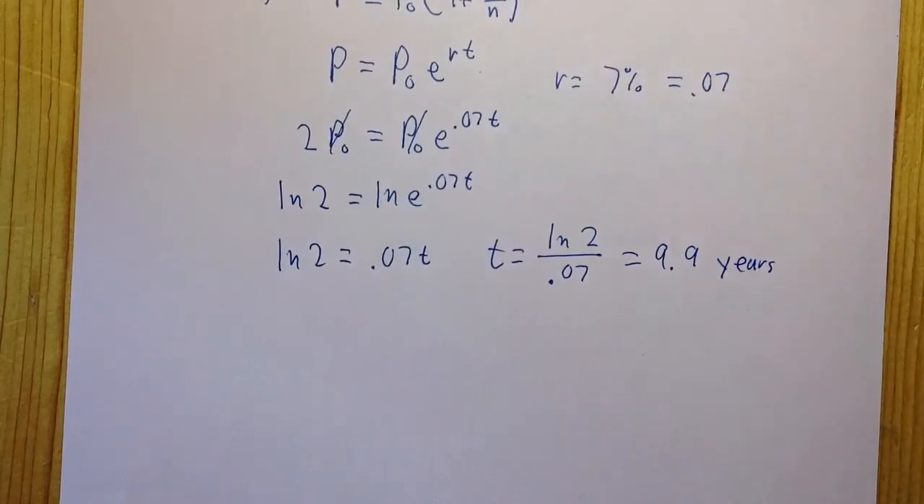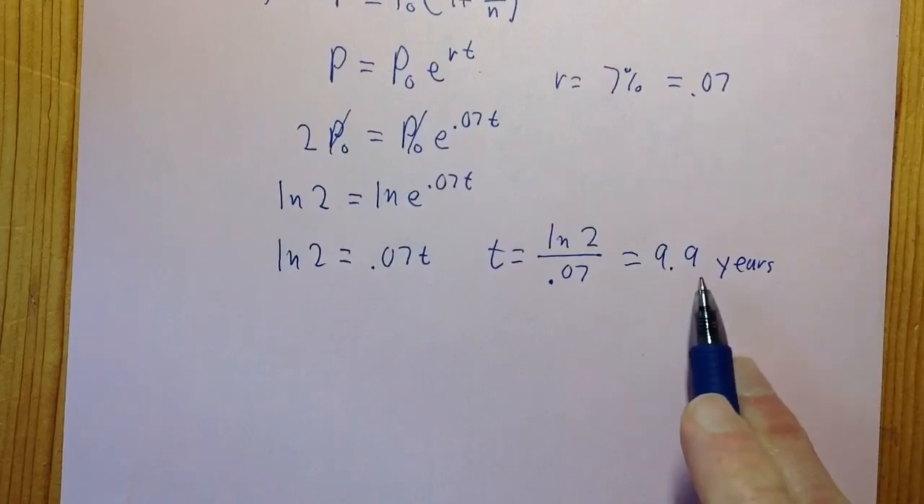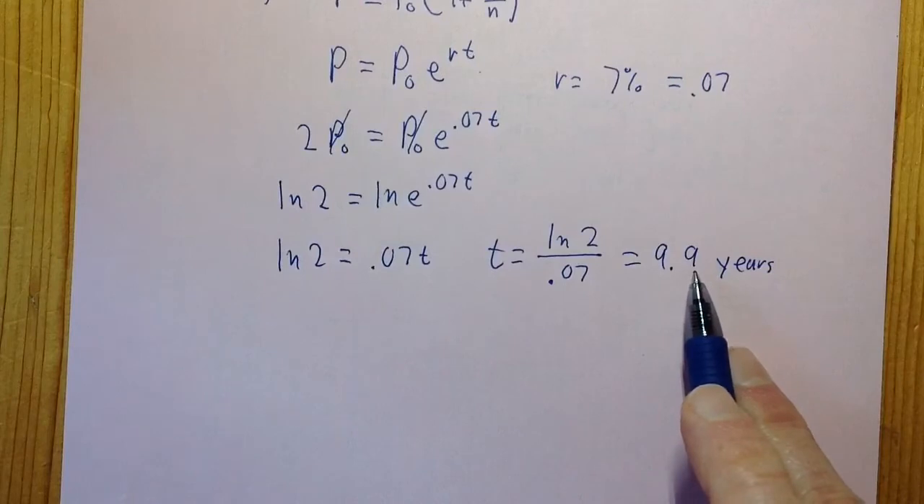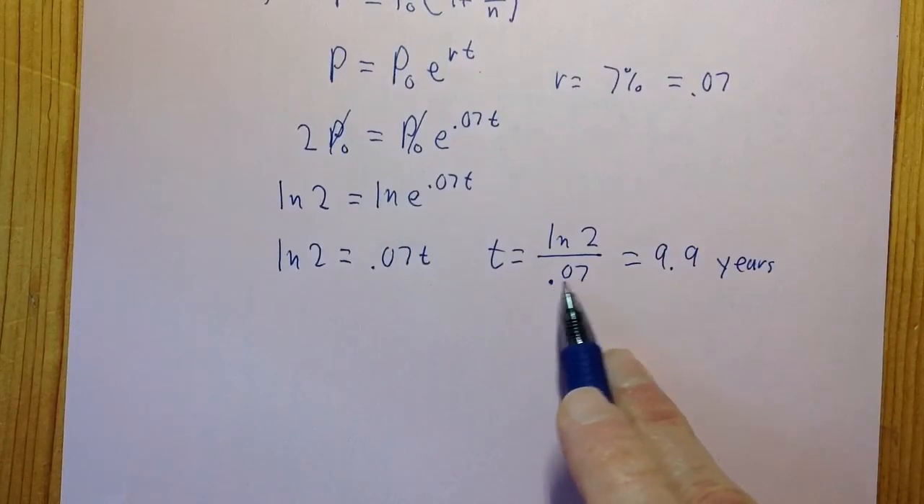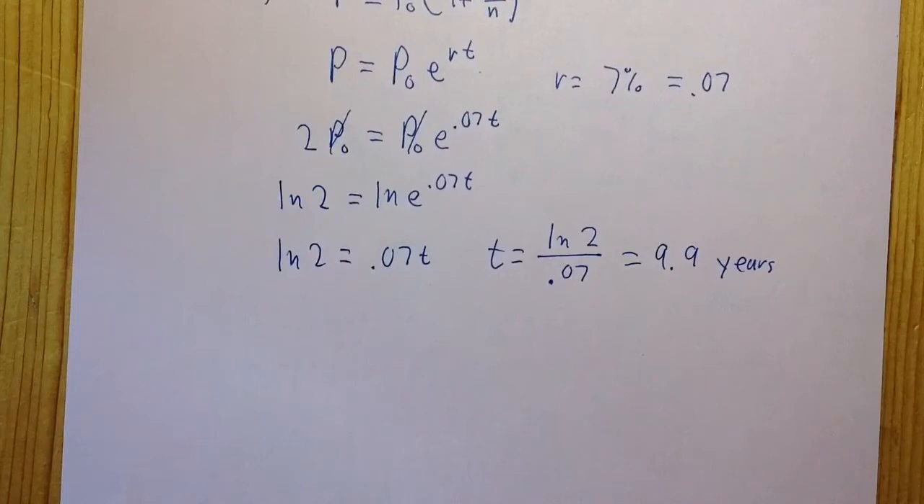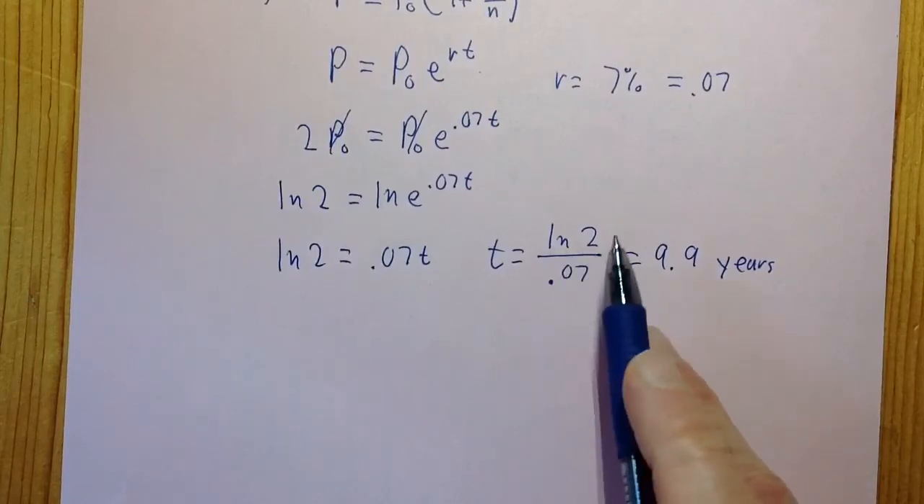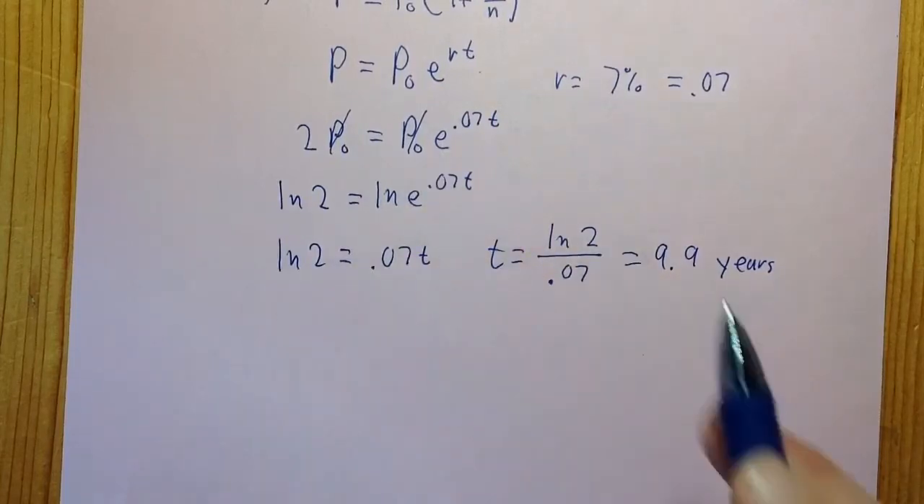So if you get a 7% interest rate, you put your money in the bank, in 10 years you'll have double that. You put in $100, about 10 years later you'll have $200. And if you have a better interest rate, it'll be shorter, right? You just change the interest rate in the bottom, and that's how long it'll take. So real easy formula, and pretty easy way to get it.